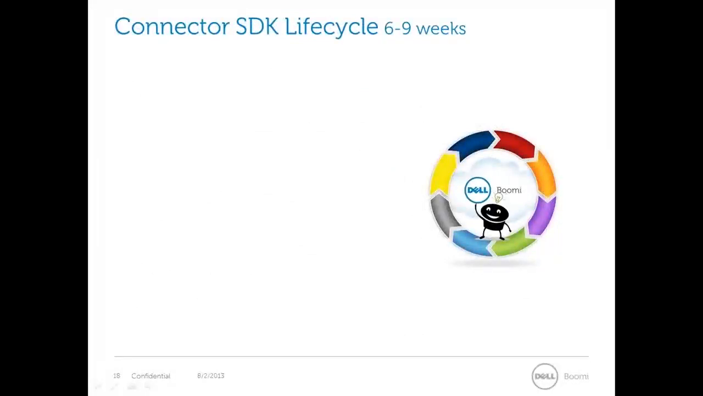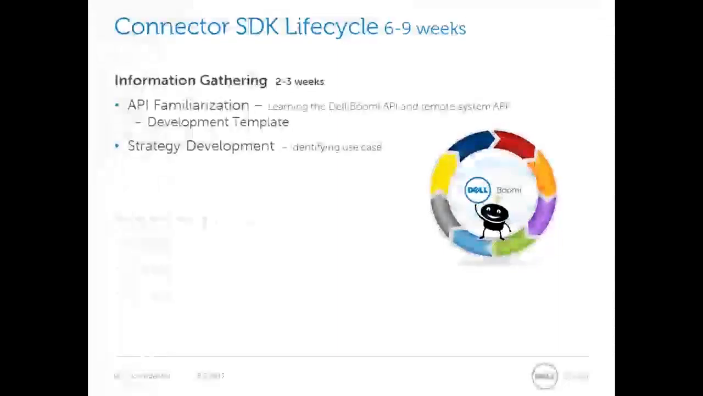We believe the connector development lifecycle is approximately 6 to 9 weeks. We identify the lifecycle in 5 key steps. As you will see in the slide, we try to identify the primary milestones as information gathering and programming.